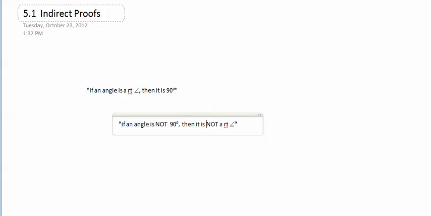We can use, if an angle is not 90 degrees, then it is not a right angle. We can say this based on one of the basic principles at the beginning called contrapositive. Remember what contrapositive is. It's taking the if and the then statements and switching them, but also negating them. The contrapositive of any statement then, if the statement is true, the conditional is true, then the new statement will be true.